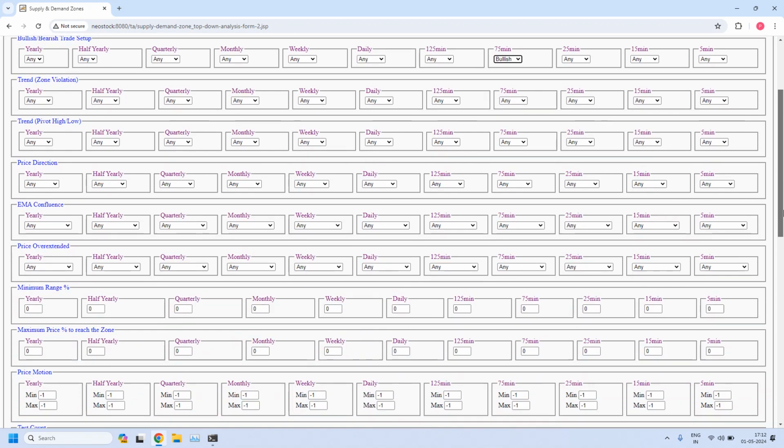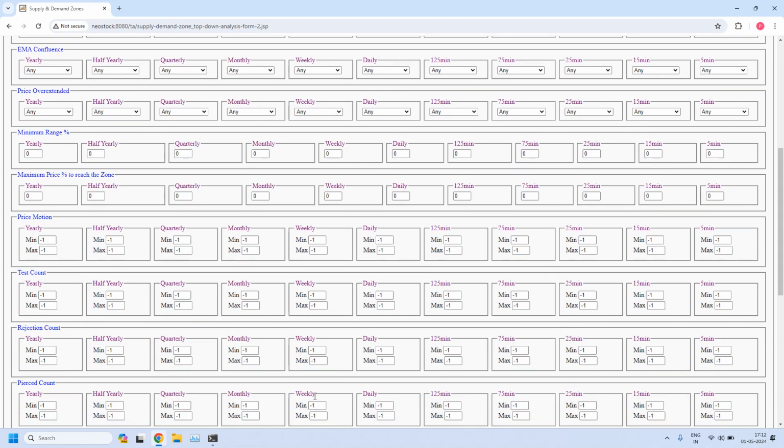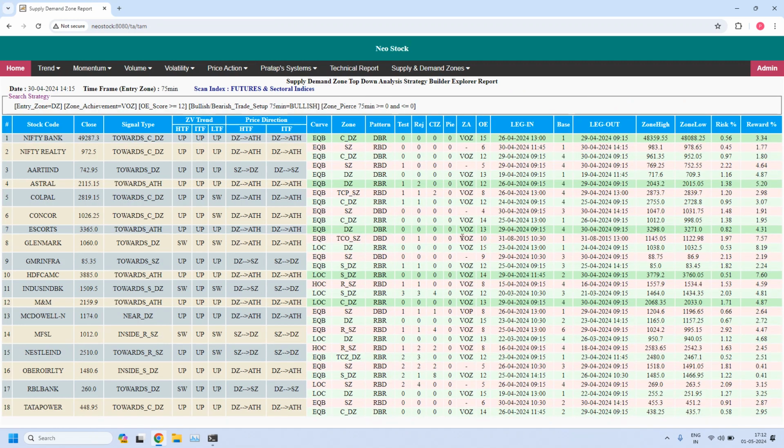The first filter: pierced count should be 0 for demand zones on 75 minutes time frame, because we already selected the entry zone as demand zone. So these filters are applied to demand zone. Minimum value 0 and maximum value 0 indicates the pierced count should be 0, which indicates the zone is not a pierced zone. And for zone achievement, we need to set the value VOZ, violated opposing zone. And minimum odd enhancer score should be 12. So with these filters, we are generating the report.